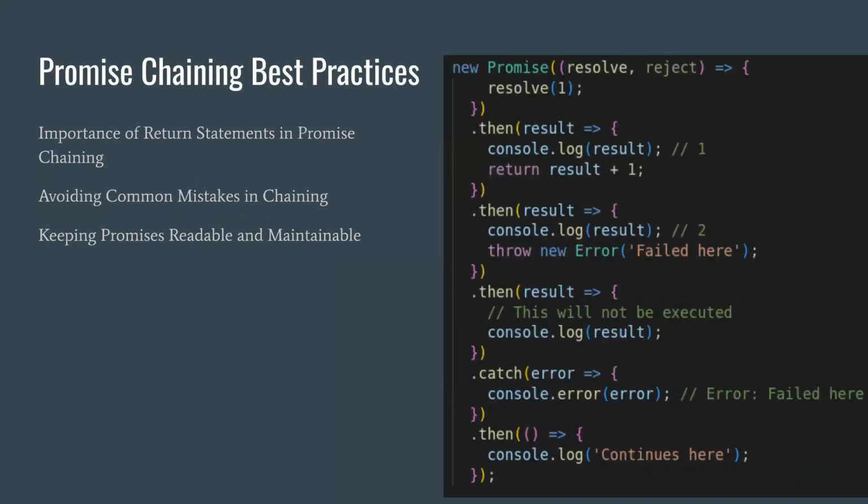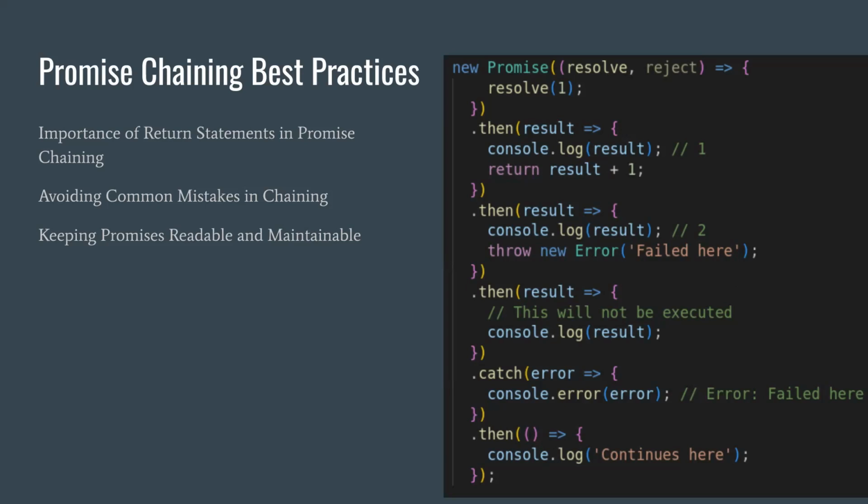Promise chaining best practices. So in promise chaining, I want you all to remember to return a value or return another promise. By doing that, you ensure that the next then in the chain receives the intended input. Be careful about unintentional undefined returns because this can lead to unexpected results.